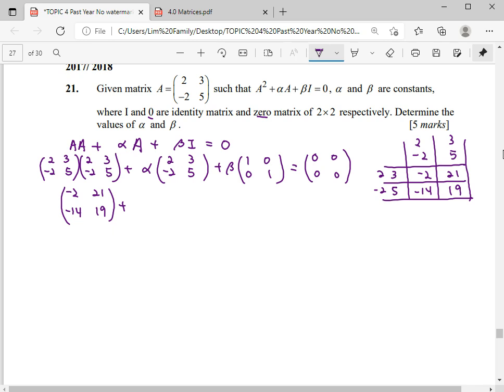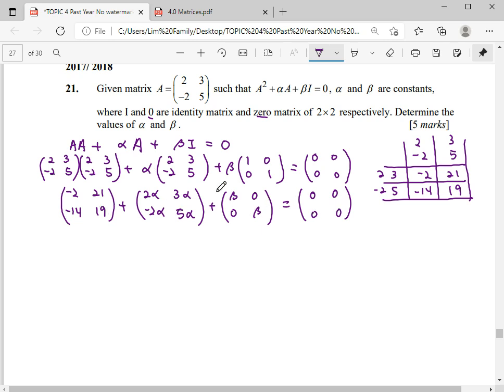So alpha will be multiplied in, will become 2 alpha, 3 alpha, negative 2 alpha, 5 alpha. Beta also will multiply in, because alpha and beta is a constant, is a number. It should be multiplied in, become beta, 0, 0, beta. So from here we can come out the equation, means that this A11 plus this A11 plus this A11 equals to 0. This A12 plus this A12 plus this A12 equals to 0. And element 21, element 21 equals to 0. Adding of A22, A22, A22 equals to 0.